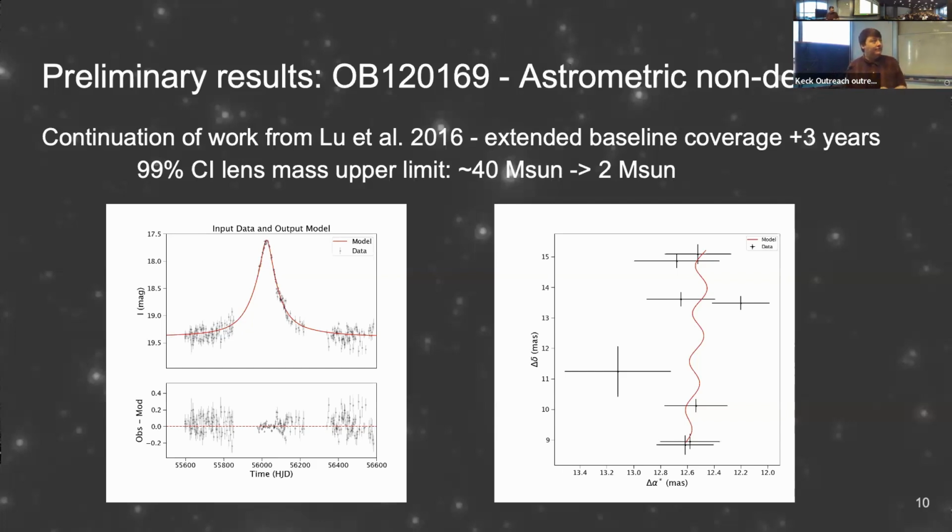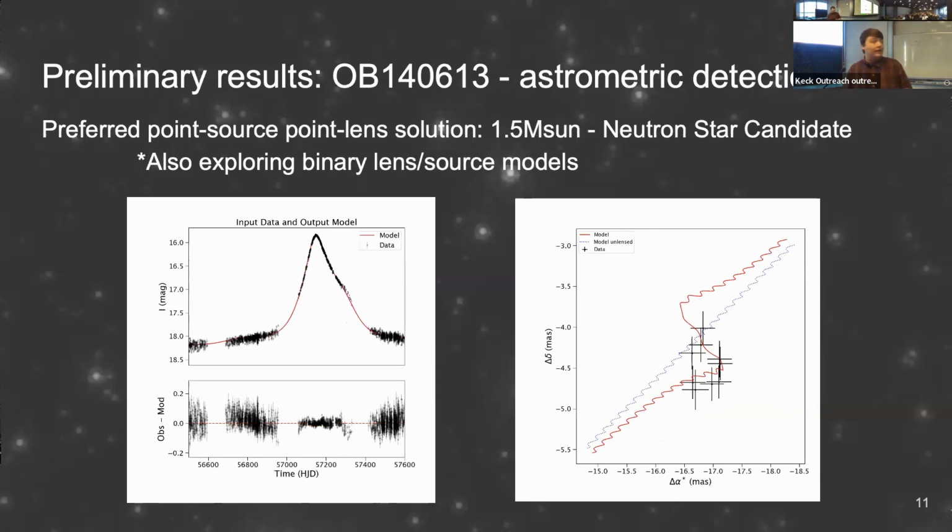This time we have followed it for an additional 3 years, added 4 more epochs of data. And we were able to take the 99% confidence interval mass upper limit for the lens from about 40 solar masses in that original paper down to 2 solar masses with this additional data. We still have a little bit of refining to do of our models, but in our preliminary results, we're seeing an upper limit of 2 solar masses, which would rule out a black hole lens for this event.